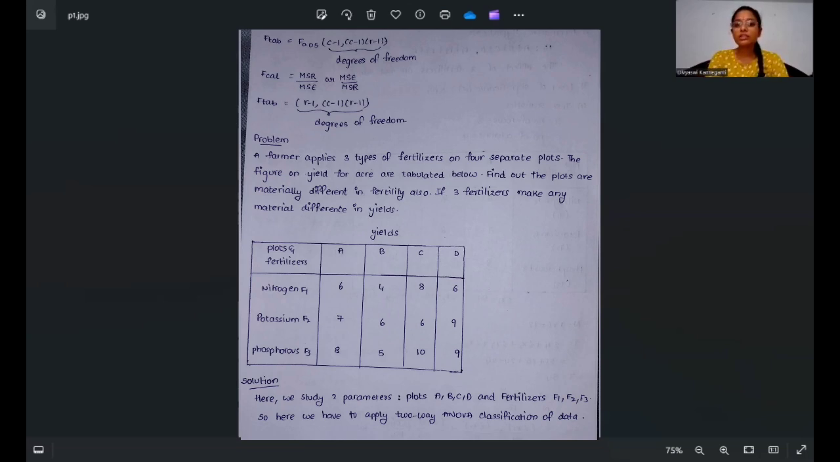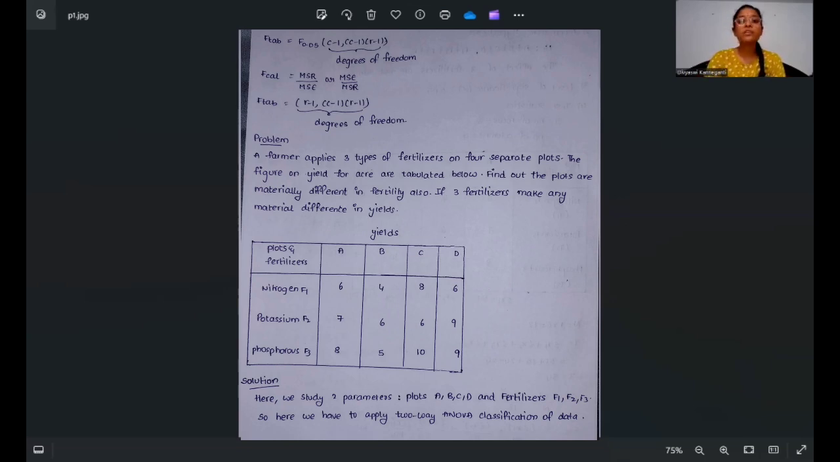So the next one is for columns. While coming to the rows, these are the F calculated and F tabled values for the rows. So now let's go through this.